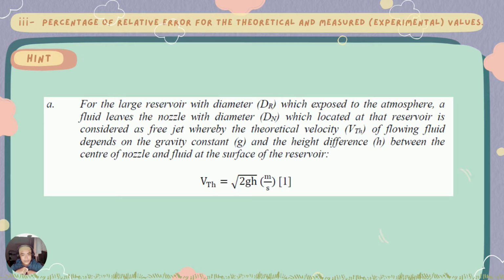for the large reservoir with a diameter, exposed to the atmosphere, a fluid leaves the nozzle with a diameter, which is located at the reservoir, and is considered as a free jet, whereby the theoretical velocity of the flowing fluid depends on the gravity constant and the head difference between the center of the nozzle and the fluid at the surface of the reservoir. The equation given: theoretical value equals square root of 2gh, in m/s.